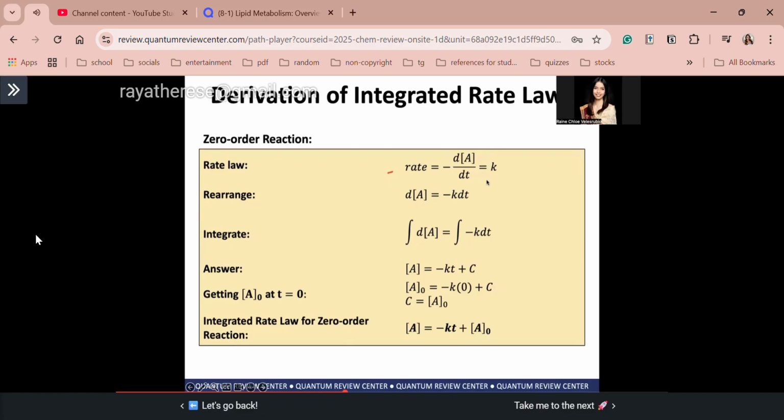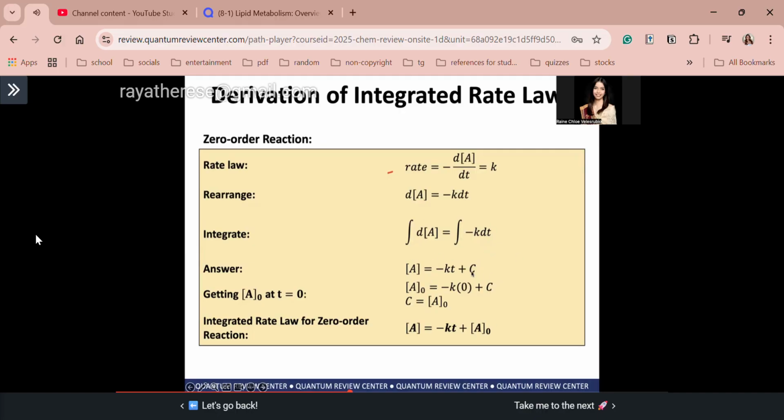Next, we just simply rearrange the equation so that we have different sides for the concentration A and T. Okay, so dA on the left is equal to negative KdT. Again, nag-rearrange lang tayo. Next, you integrate both sides. So integrate both sides. Oh, ano nga ba ulit ang integral ni dA? That is just A, di ba? And ang integral ni negative K dt is negative KT plus C, di ba? Because the integral of negative T is just negative T, di ba? And negative K is just your constant. That's why this is the answer.